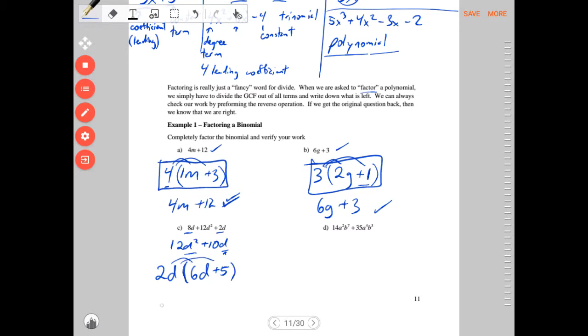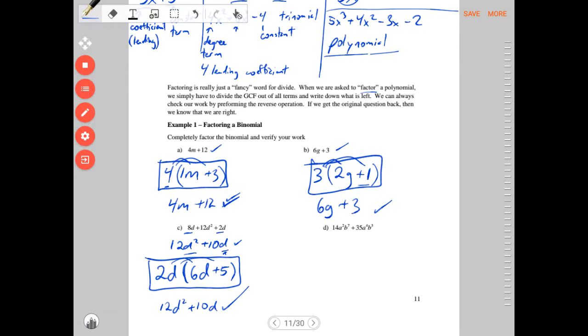2 times 6 is 12. D times D is D squared. 2 times 5 is 10. And then the D, he doesn't have anyone to combine with, so he just strings along. So 12D squared plus 10D. Okay, that is our simplified original question, so that is verified. Awesome. So this really is our answer.